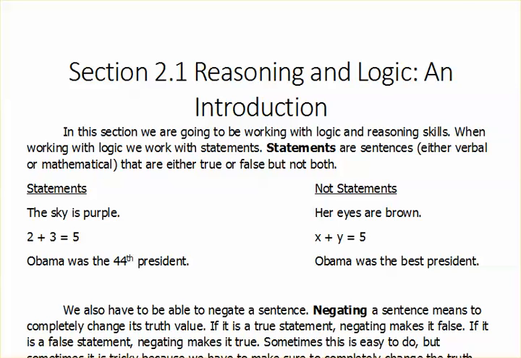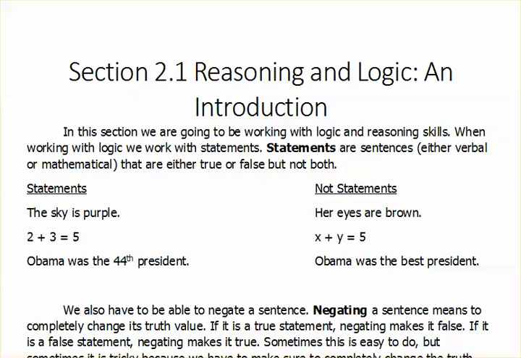Here we go with section 2.1, and this section is all going to be about reasoning and logic. So this is just an introduction to it, although it covers quite a bit of material. So be very careful as you go through this section. Make sure that you are getting your questions answered as you go so that you don't get behind.